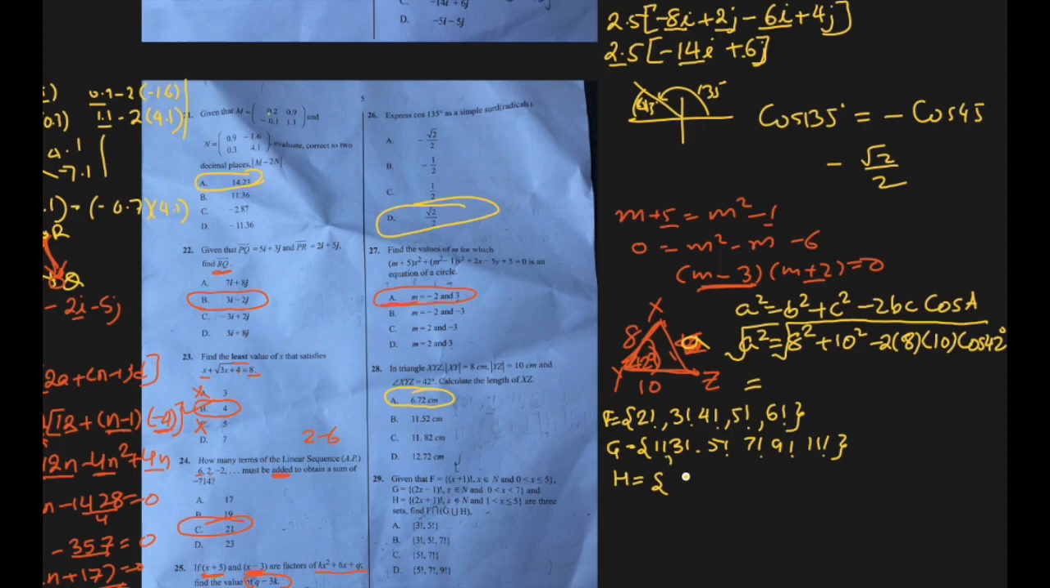H is 2x plus 1. So again 1 is not included, that means starting from 2. 2 times 2 is 4, 4 plus 1 is 5, 5 factorial. It will keep on going in odd again. 7 factorial, 9 factorial, and 5 times 2 times 11 factorial. We'll stop here because 5 times 2 is 10 plus 1 factorial.